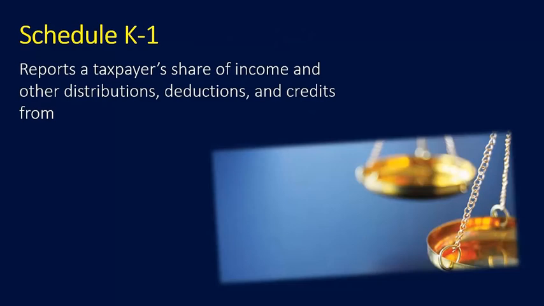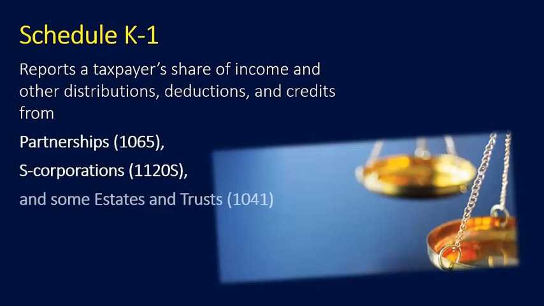Well, a K1 reports a taxpayer's share of income and other distributions, deductions, and credits from partnerships, S corporations, and some estates and trusts. And you notice partnerships, the main form for a partnership income tax form is a 1065. An S corporation is reported on an 1120S, and estates and trusts are reported on Form 1041. So each of these forms will ultimately generate a K1 for an individual taxpayer.